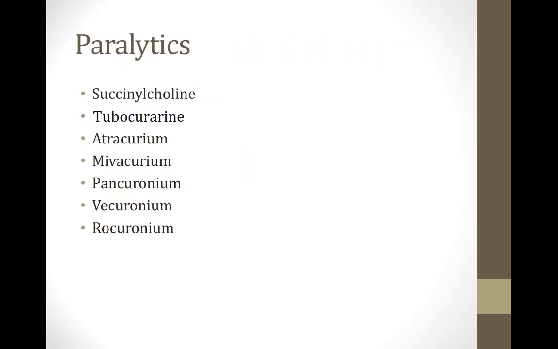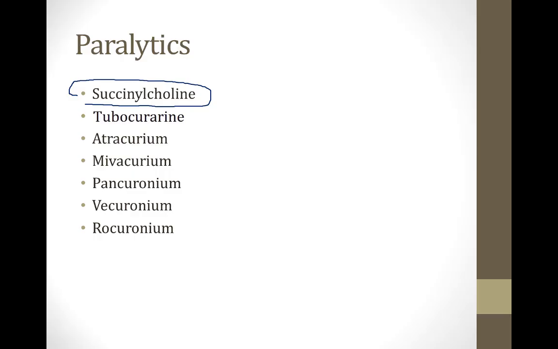So I've listed on this slide the agents that are used as paralytics. The first one is succinylcholine, and it's really in a class by itself because it has a different mechanism from all the others, and we'll talk about that in a minute. The other drugs are tubocurarine, atracurium, mivacurium, pancuronium, vecuronium, and rocuronium.